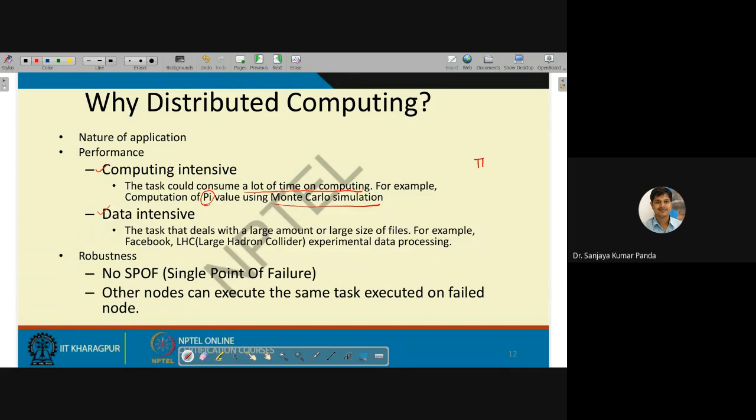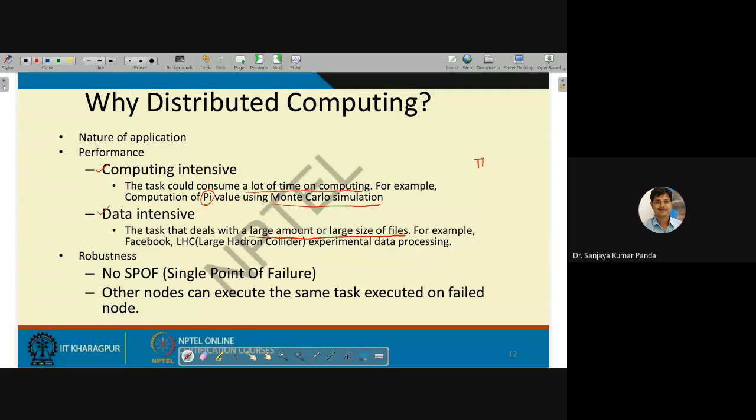On the other hand, if you go for data intensive, the task deals with a large amount of storage or large size of files. For example, let us take Facebook. We upload our photos when we go for a picnic, a meet, or any celebration. Sometimes we upload hundreds of photos, each of 4 MB to 10 MB. There we do not need a large amount of computation. What we need is a large amount of storage, dealing with large size of files and indexing of such files. Facebook, and another experimental data processing called LHC, Large Hadron Collider, are examples of data intensive applications.